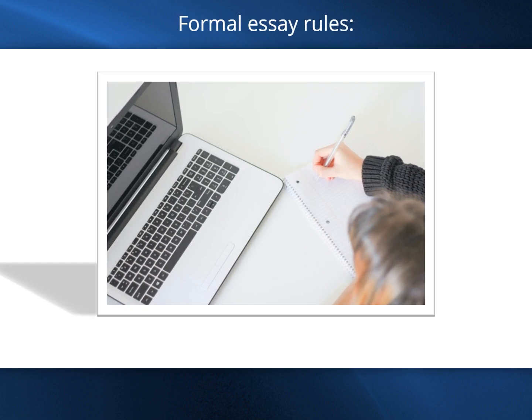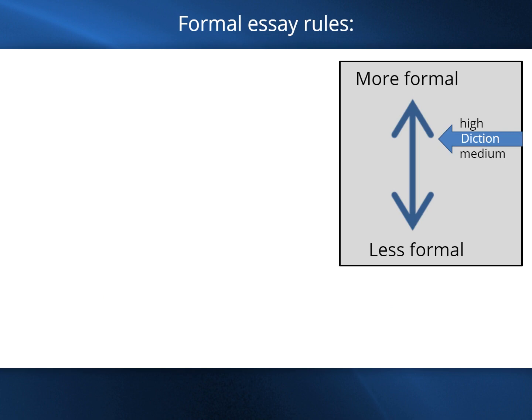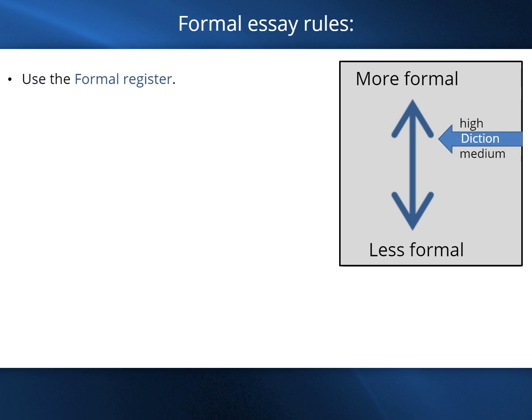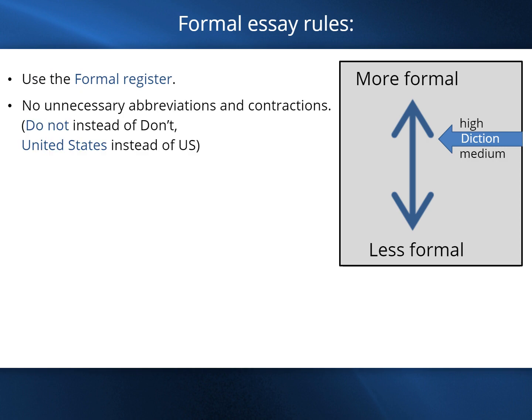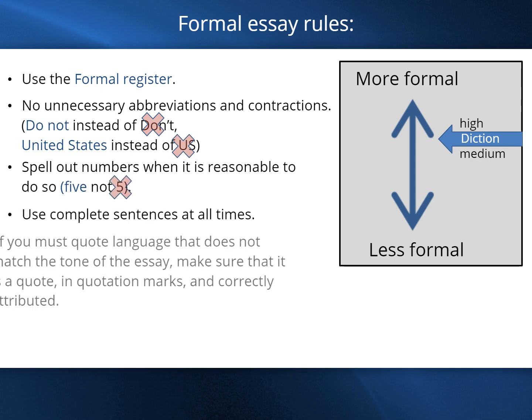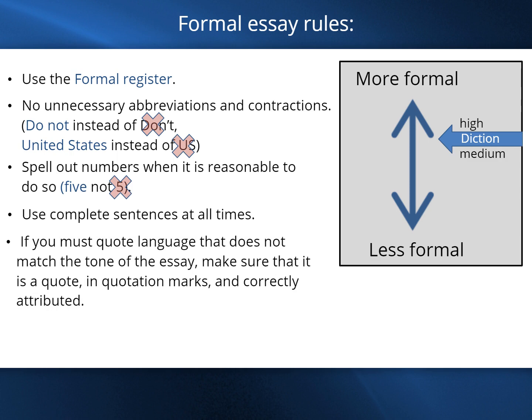So for a formal essay, try to follow these rules. Medium to high diction. Do not go so high that you sound like Shakespeare. Use the formal register. No unnecessary abbreviations and contractions. Do not instead of don't. United States instead of U.S. Spell out numbers when it's reasonable to do so. F-I-V-E, not the number 5. Complete sentences at all times. And if you must quote language that does not match the tone of the essay, make sure it is a quote in quotation marks and correctly attributed.